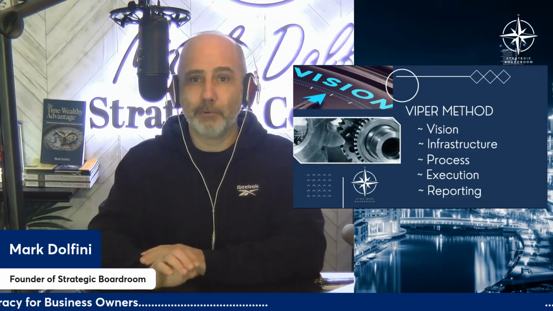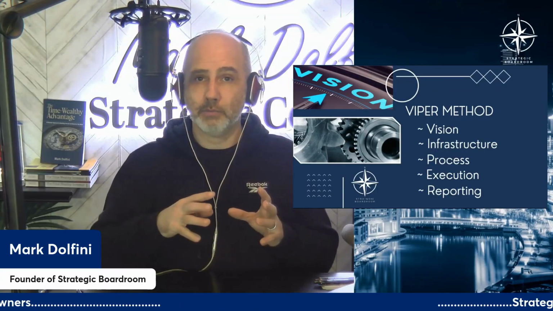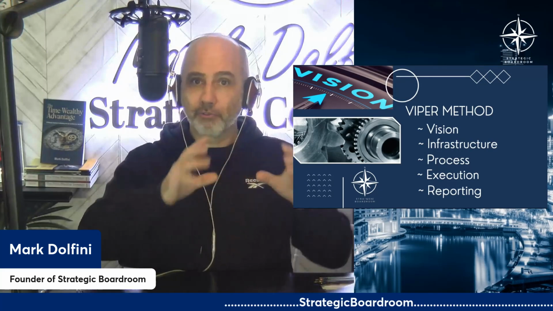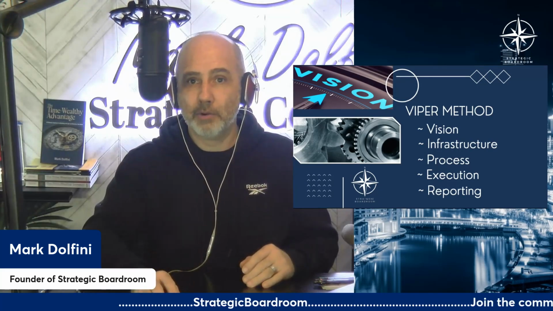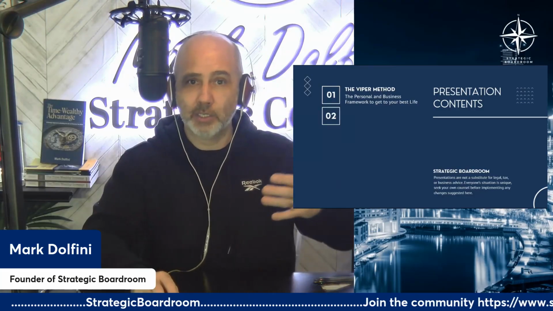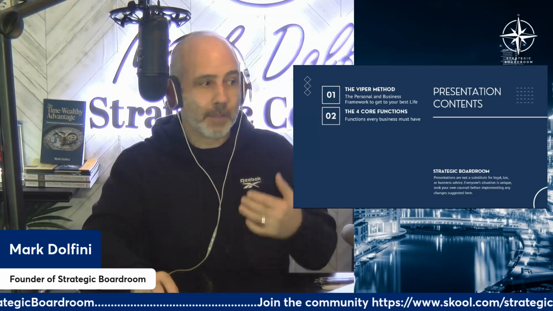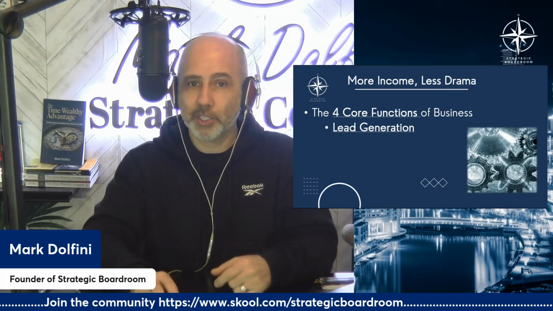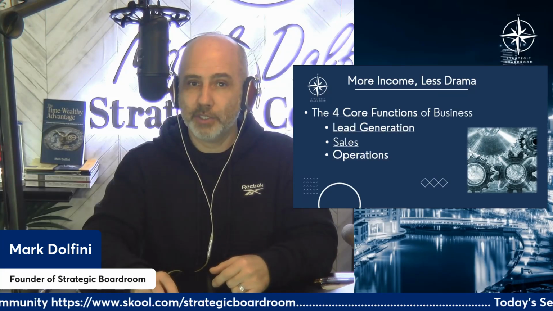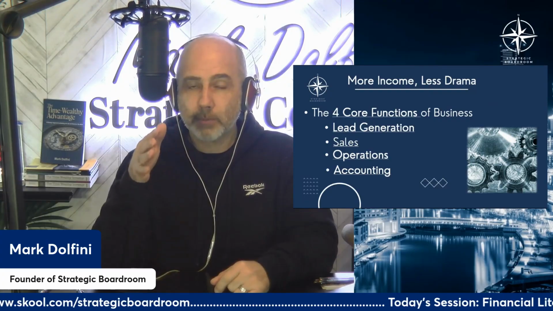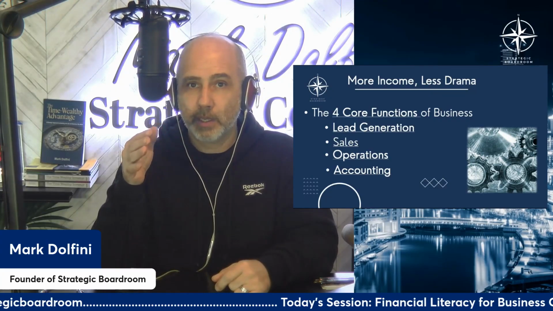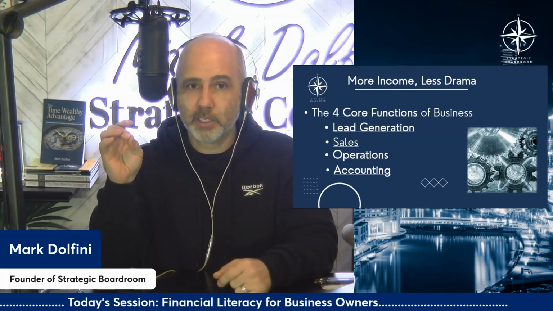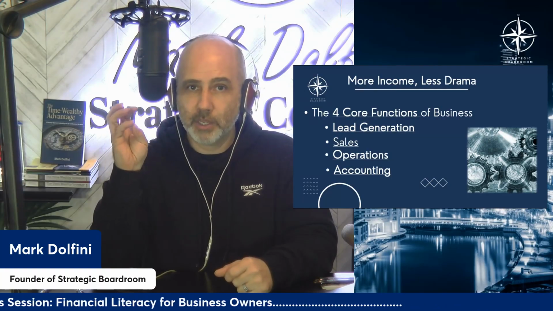So that is the VIPER framework: the vision, infrastructure, process, execution, reporting. Now that we've got this strategic framework for your business, let's look at this from a cross section, looking at the 4 core functions. The 4 core functions of business are as follows: lead generation, sales, operations, and accounting. Your customer's journey through your business happens in that order. They first experience the lead generation, then the sales process, then operations, then accounting.